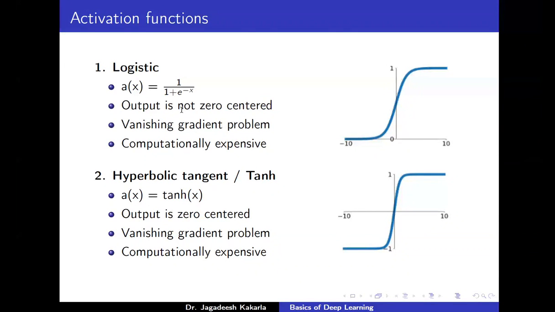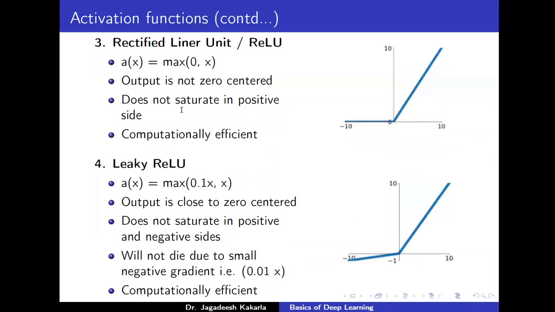Why is that? The tanh activation function formula can be represented as e power x minus e power minus x, divided by e power x plus e power minus x. So again this e power x term is there. That way it is computationally expensive, because for every neuron you need to use this tanh. So it will take a lot of time. Then people have gone for the ReLU.